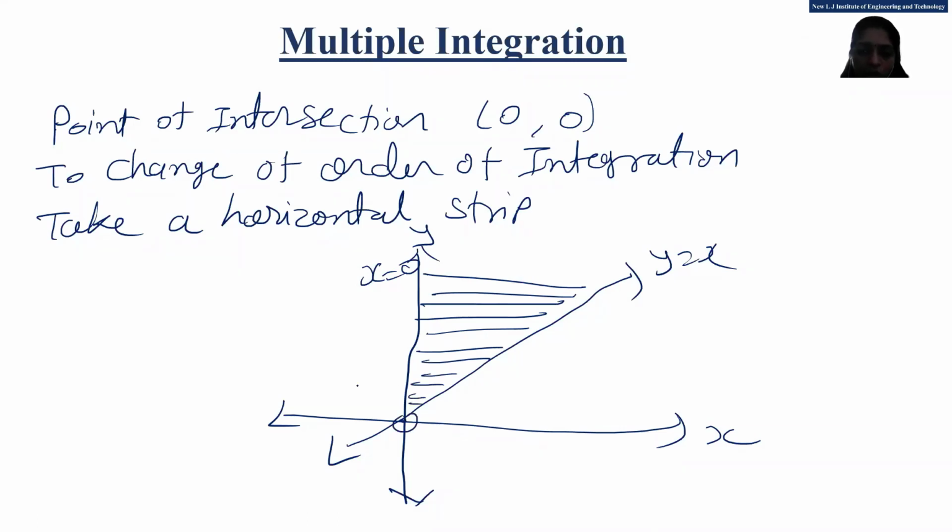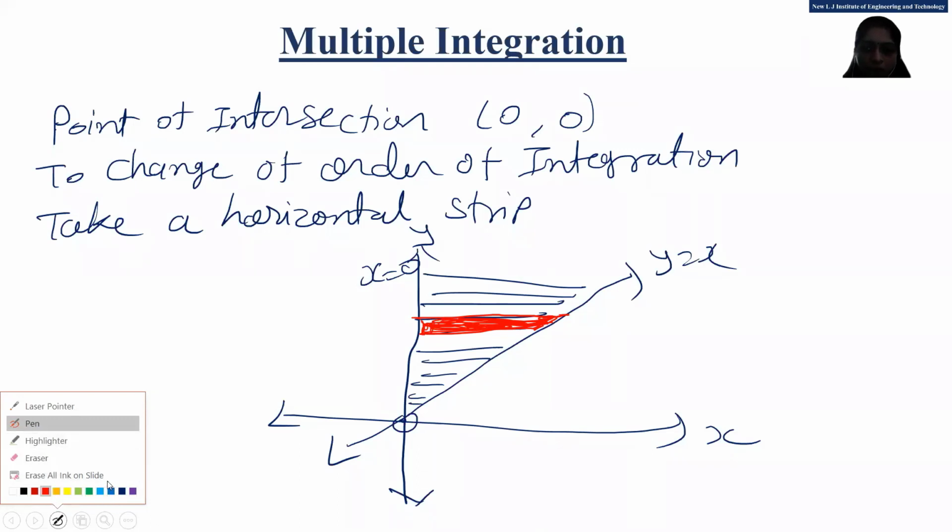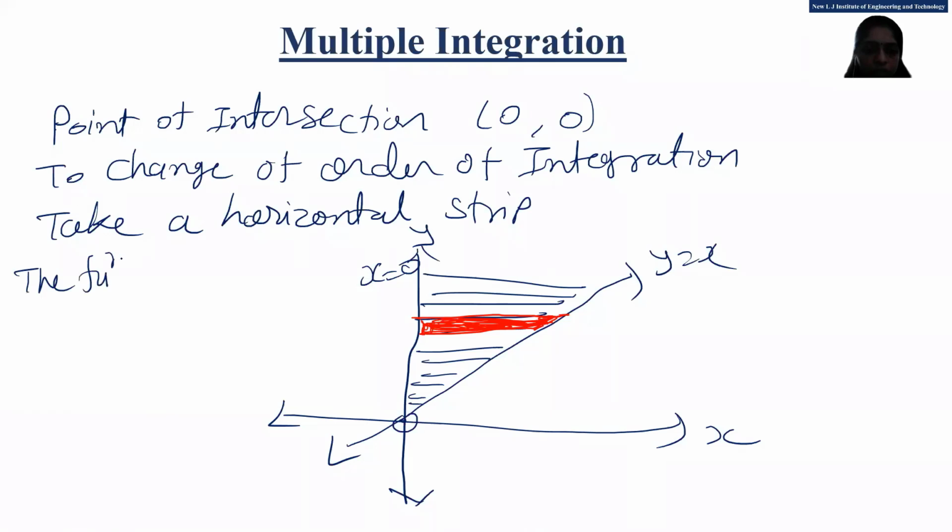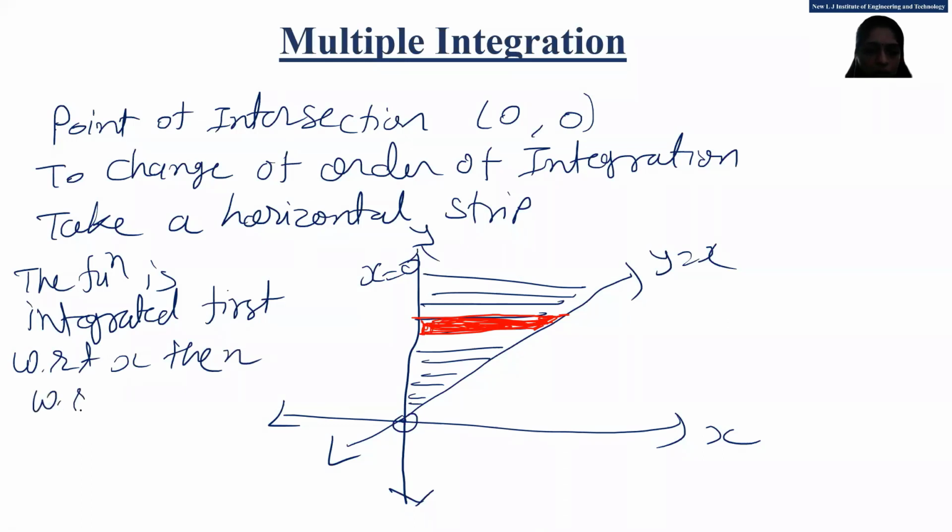And as we want to take a horizontal strip, let's draw a horizontal strip. So this is our horizontal strip. Okay. Now tell me, as we have taken a horizontal strip, we have to write the limit of x first and then the limit of y. Here we have to integrate first with respect to x, then with respect to y, right?